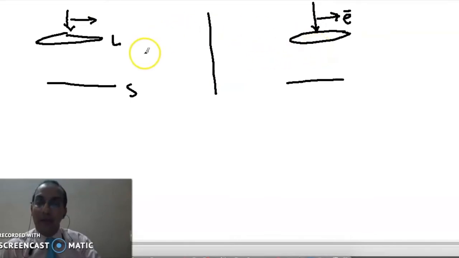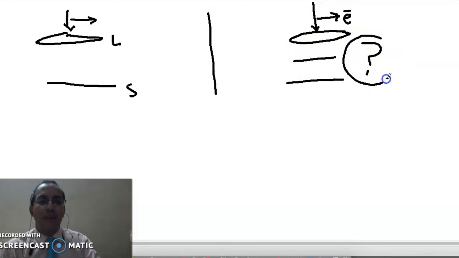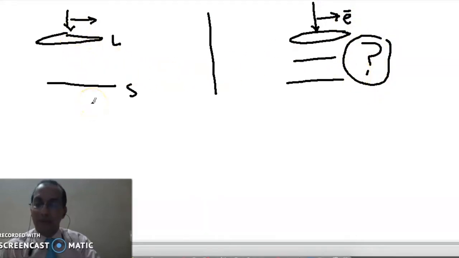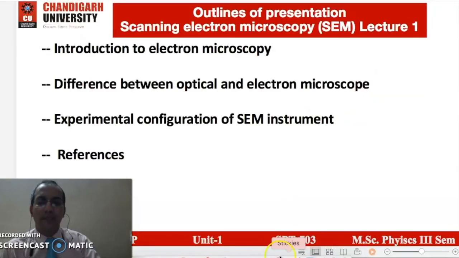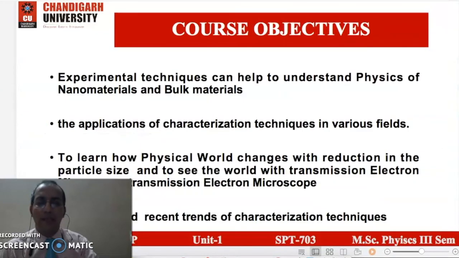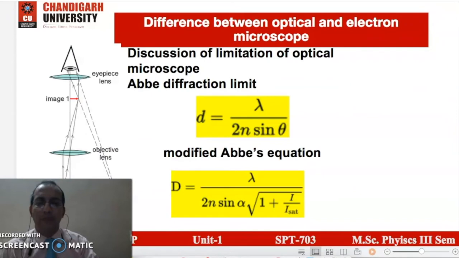Now the question arises: why are we interested in an electron microscope? We have the optical microscope, but we are interested in the electron microscope. What is the need for the electron microscope when we already have the optical microscope? That we have to come across in this case. I can understand that with the help of our next slide, so if you come to the next slide, you would have this detail.